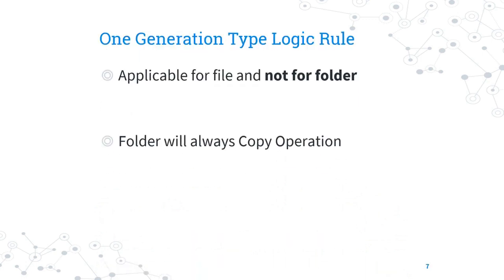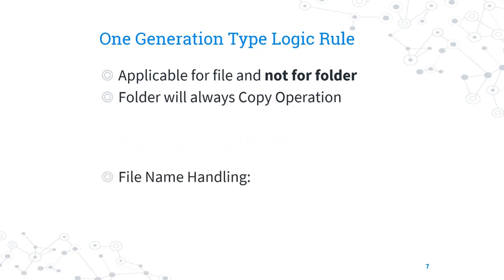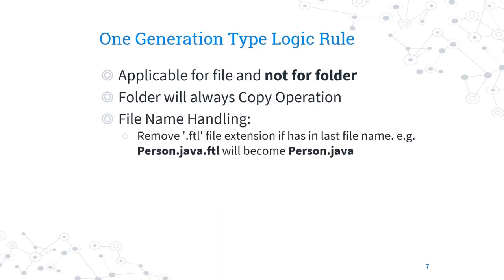One generation type logic rule. First, it is applicable for file and is not for the folder. A folder will always have a copy operation only. For the one generation type, we also have additional file name handling specific to the file. We can remove the .ftl file extension if it is in the file name. For example, Person.java.ftl will become Person.java only.